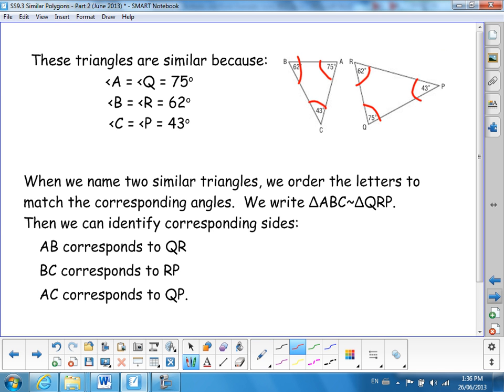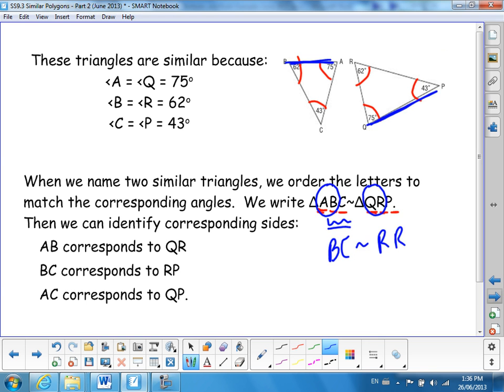When we name the two similar triangles, we order the letters with the corresponding angles, the same as we did before. So A corresponds to Q, B corresponds to R, and C corresponds to P. When you look at those letters, that also tells you that side AB corresponds to side QR. Side BC also corresponds to RP.